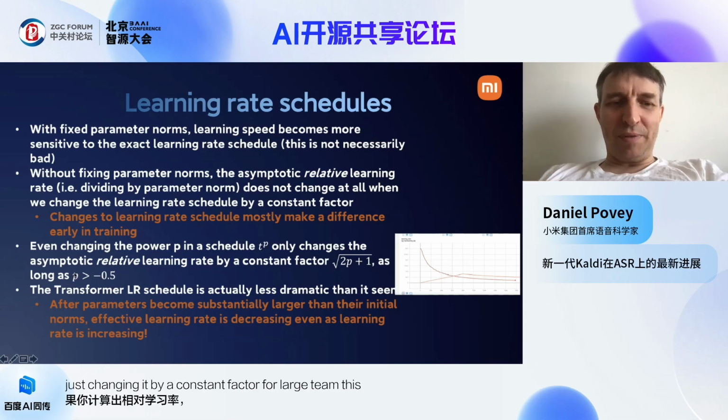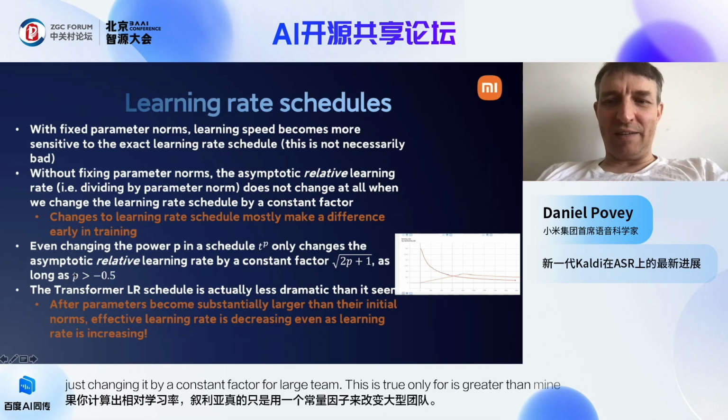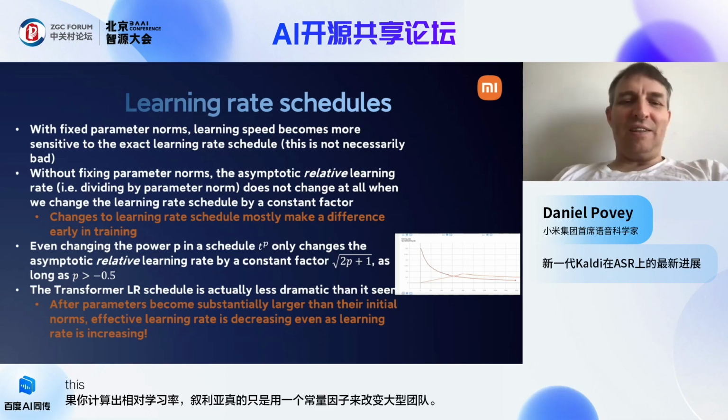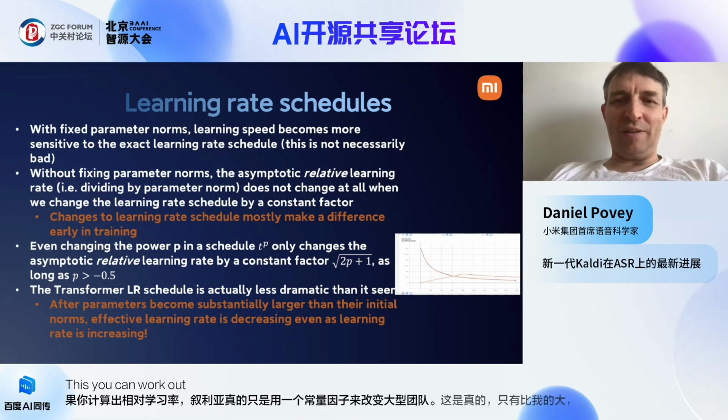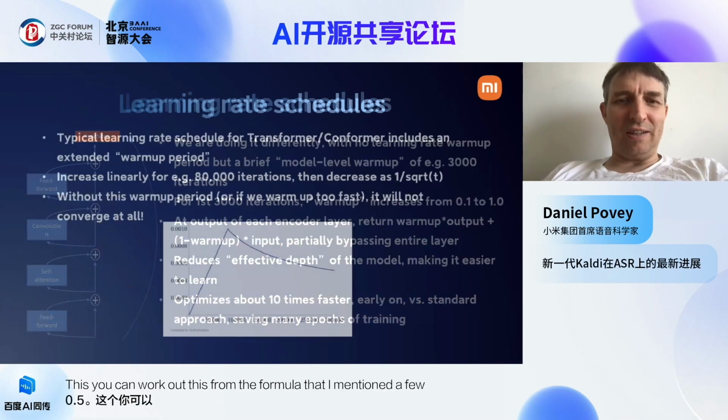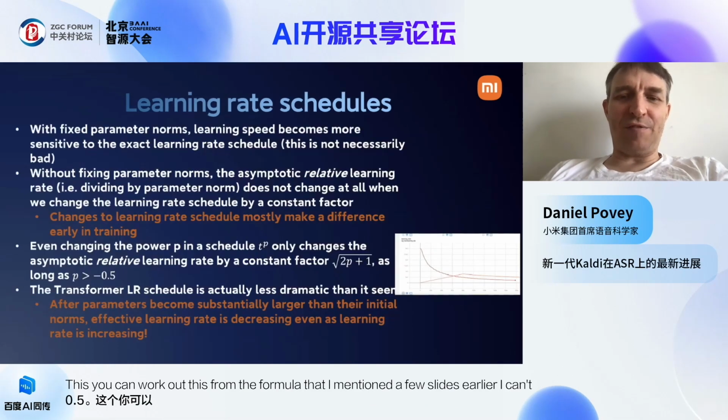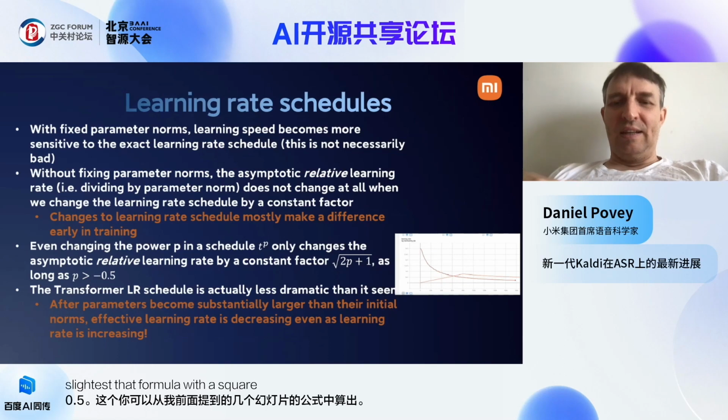This is true only for P is greater than minus 0.5. You can work out this from the formula that I mentioned a few slides earlier. Oh, I can't find the slide. It's that formula with a square root in it.